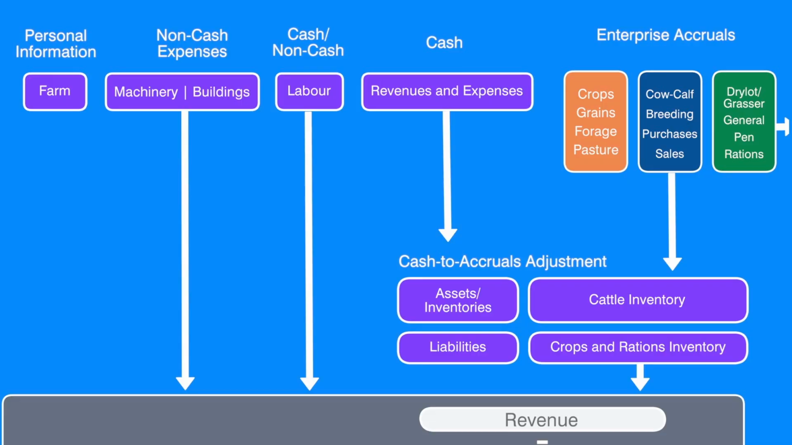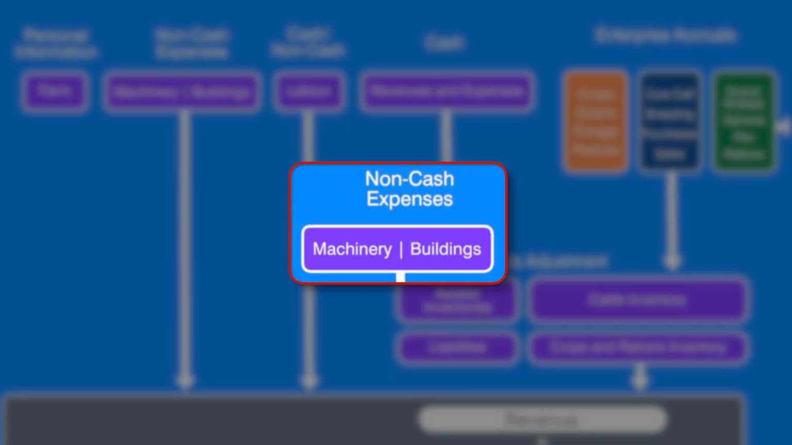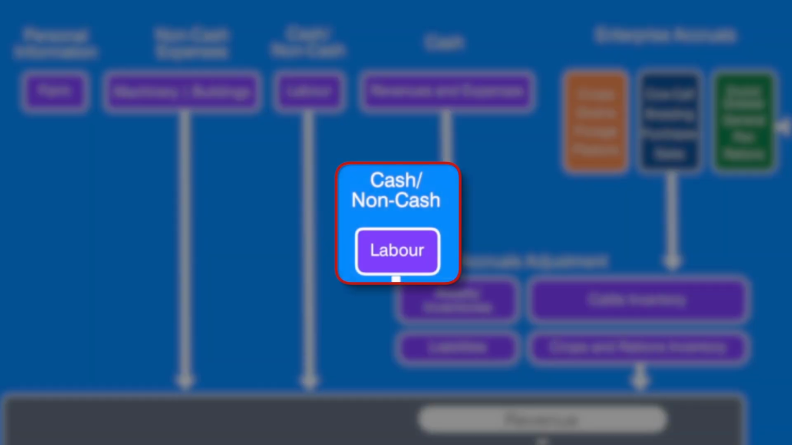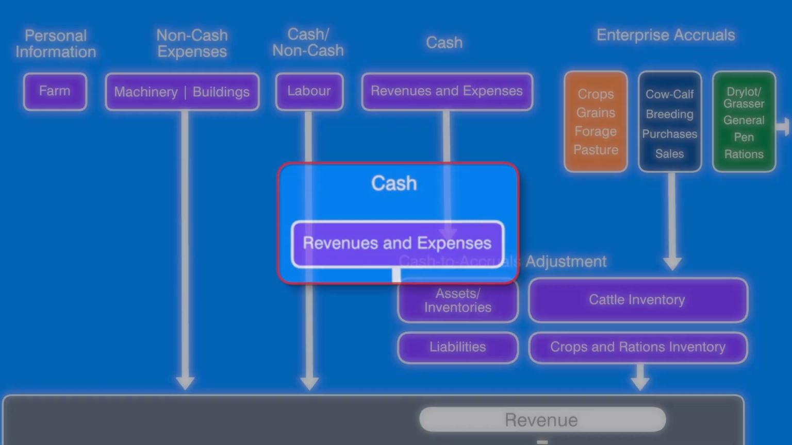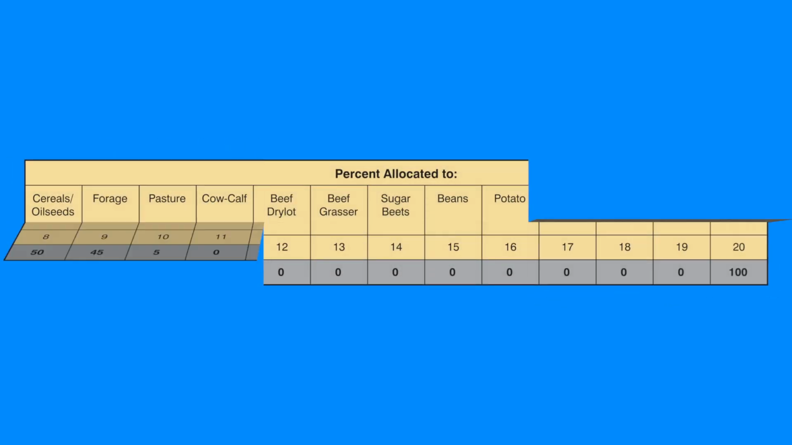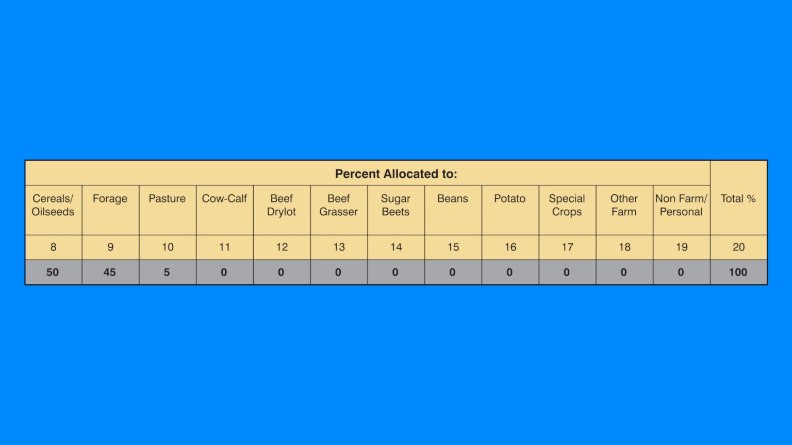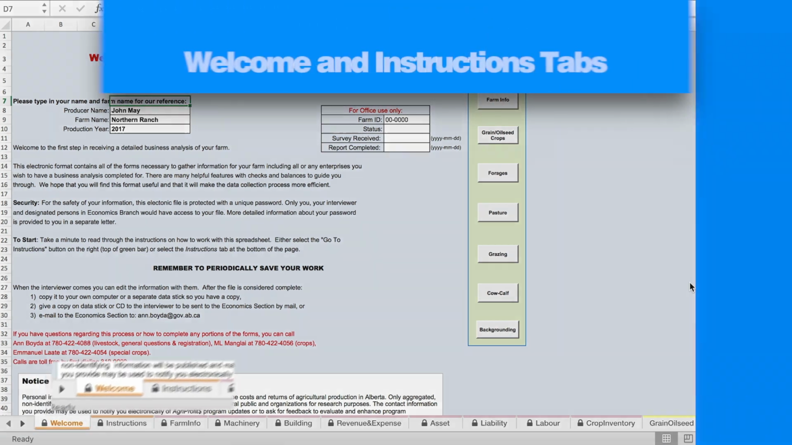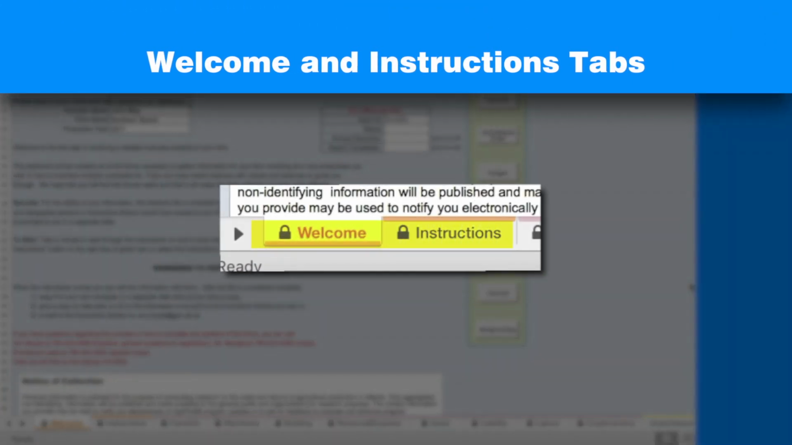Those data entry tables where allocation occurs are the non-cash expenses for the machinery and building inventories, the cash and non-cash costs from paid and unpaid labor, cash revenues and expenses, and liabilities. You will allocate the use or cost as a percentage to each applicable enterprise. The total allocation must equal 100%. Let's start the collection and data entry module on the Welcome and Instruction worksheets in the AgriProfits Business Analysis Program.